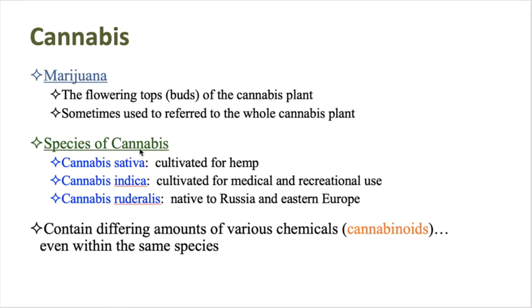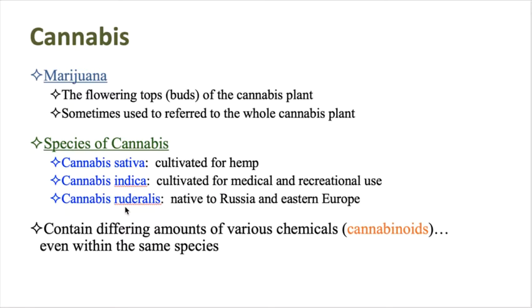There are several different species of cannabis: sativa, indica, and ruderalis. Most people who are smoking cannabis are using sativa and indica. Sativa is also used for hemp. Indica is most common for medical and recreational use. And ruderalis doesn't really come up much in America because it's mostly in Russia and Eastern Europe. One of the differences between the species of cannabis is that there are very different amounts of various chemicals, or cannabinoids, even within the same species. Most people are fairly familiar with these chemicals, and we'll talk more about them later.